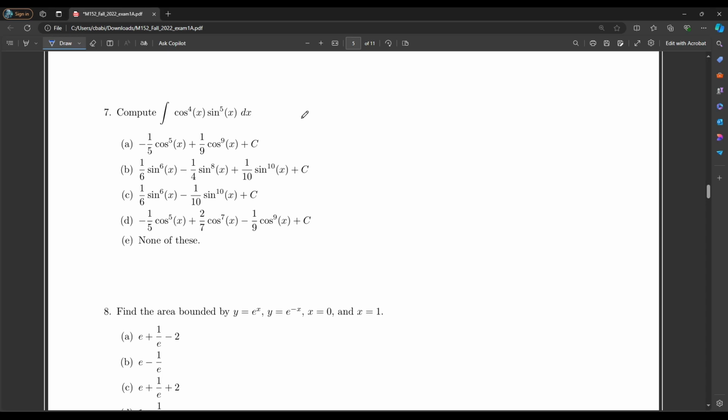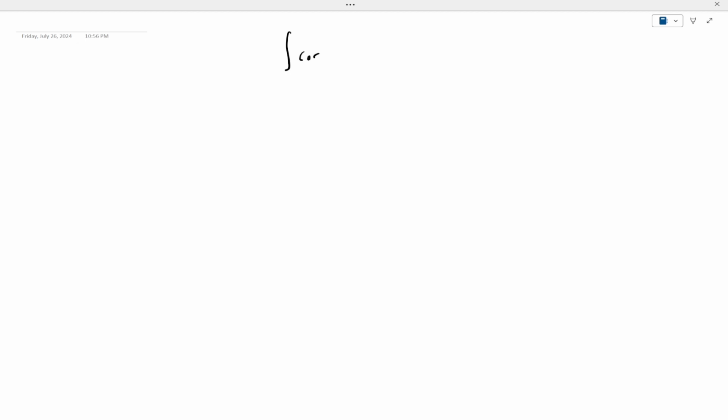So let's get started. So cosine to the fourth of x, sine to the fifth of x, dx. So let's start off with having our u be assigned to cosine of x, just normal cosine. Then our du is going to be negative sine of x dx.